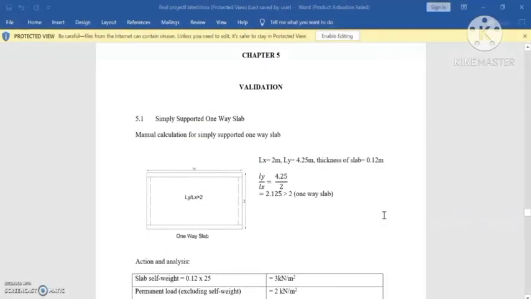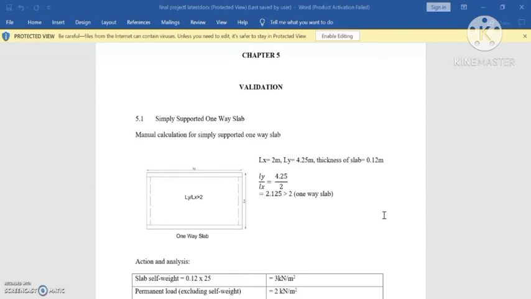Okay, now this is my turn. First, I want to present the verification. Verification is manual calculations. So we do the manual calculations and then we need to compare with our coding to make sure the final answer is the correct one.